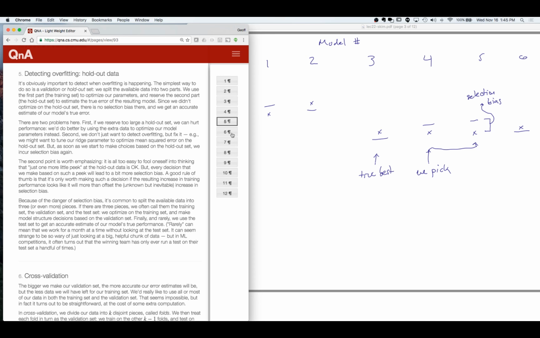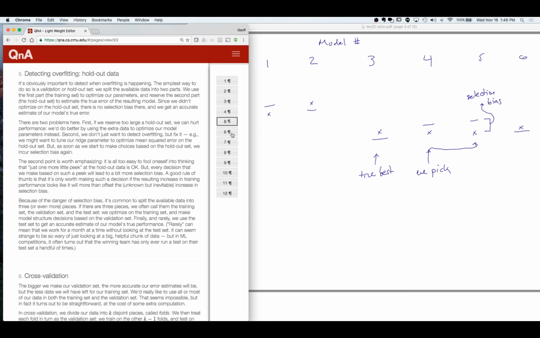And the remainder we reserve, and we call it the holdout or the validation set, to estimate the true error of the model that we fit on the training data. And because we're not optimizing the parameters of the model on the holdout data, there's no selection bias there. We get an unbiased estimate of the error of our model, and so that is good, right? We're reporting an unbiased estimate of our model's error instead of an optimistic one that we get by optimizing. So, all right, problem solved, right? Maybe not. So there's 2 problems.